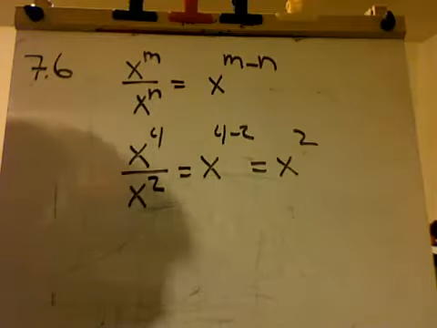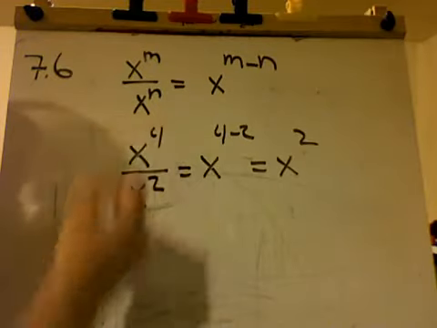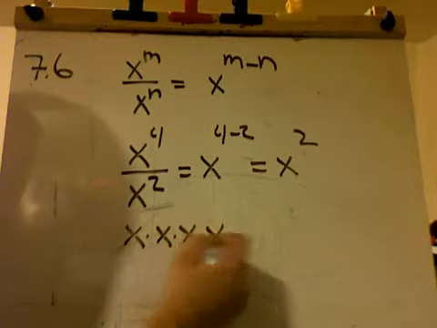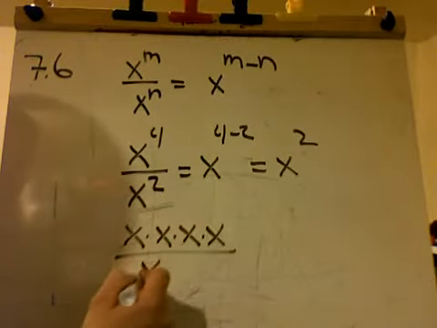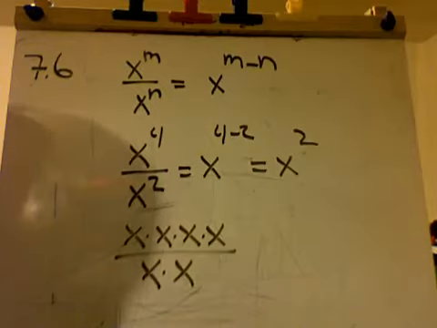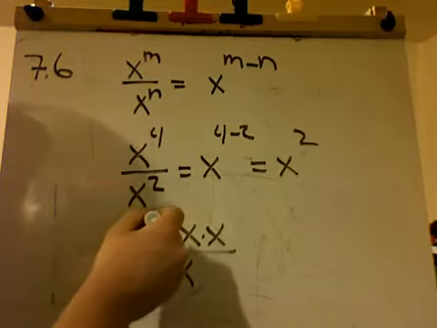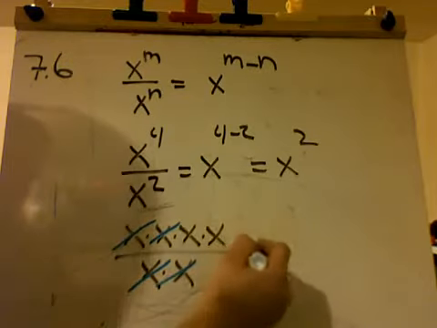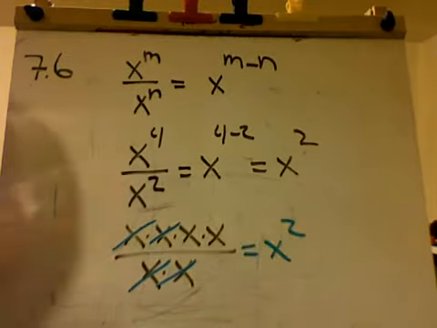Well, why is that? Well, let's look at what's really happening. This is saying we have 4 x's: 1, 2, 3, 4. This down here is saying we have 2 x's: x times x. Okay, so we look at this and say, well, you know what? This x cancels that x, cancels that x. So what am I left with? 2 x's.